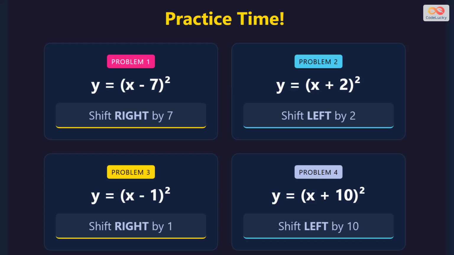Let's test your knowledge. Look at these four equations. For x minus 7, we go right. For x plus 2, we go left. For x minus 1, right again. And for x plus 10, we shift left. Hopefully, you got those correct.